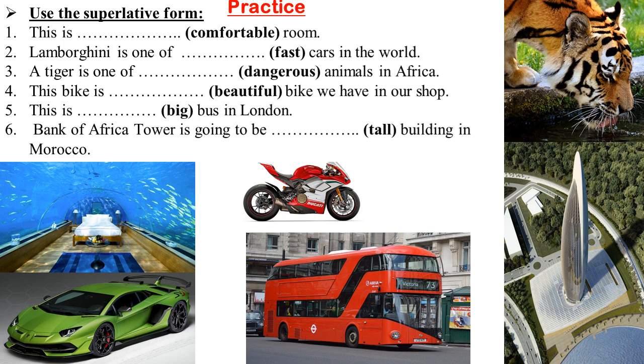4. This bike is the beautiful bike we have in our shop. Beautiful, 3 syllables. Number 5. This is the big bus in London. So big, short adjective. Obey the rule. And number 6. Bank of Africa tower is going to be the tall, short adjective, tall, building in Morocco. Is it okay? So try to copy this exercise in your copybooks.